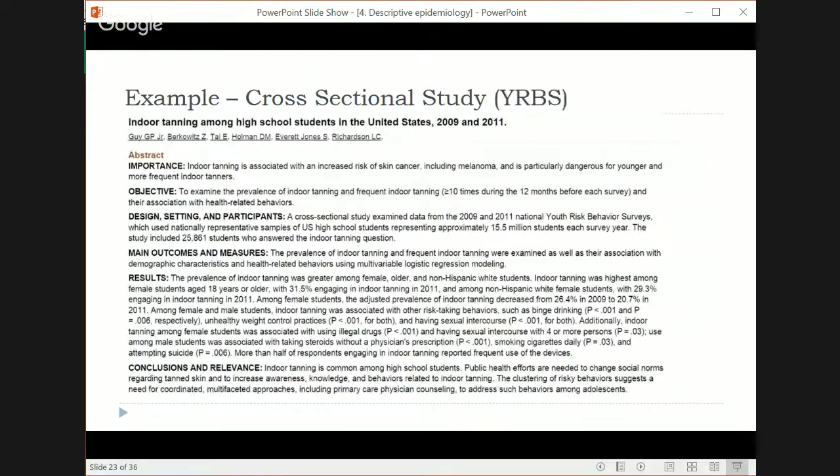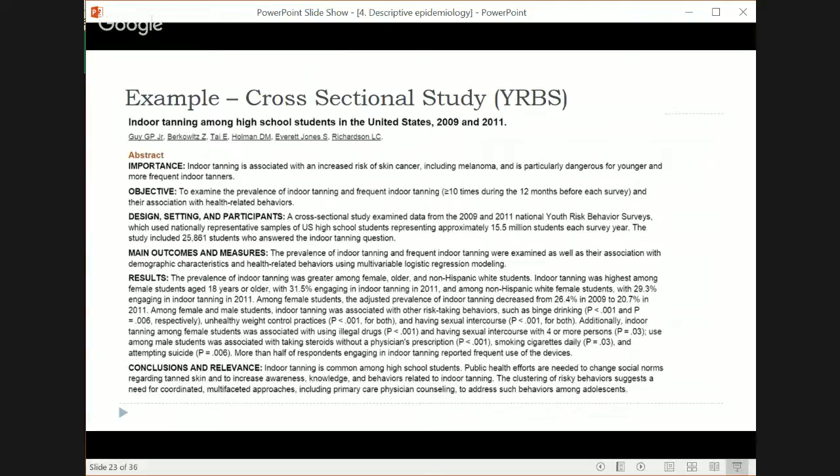All right, so this study here is indoor tanning use among high school students in 2009 and 2011. The study actually doesn't really matter so much, just the setting and participants. And what they're telling you is a cross-sectional study examined data from 2009 and 2011. Approximately 15.5 million students were surveyed each year. The study included 25,861 students who answered the indoor tanning question.